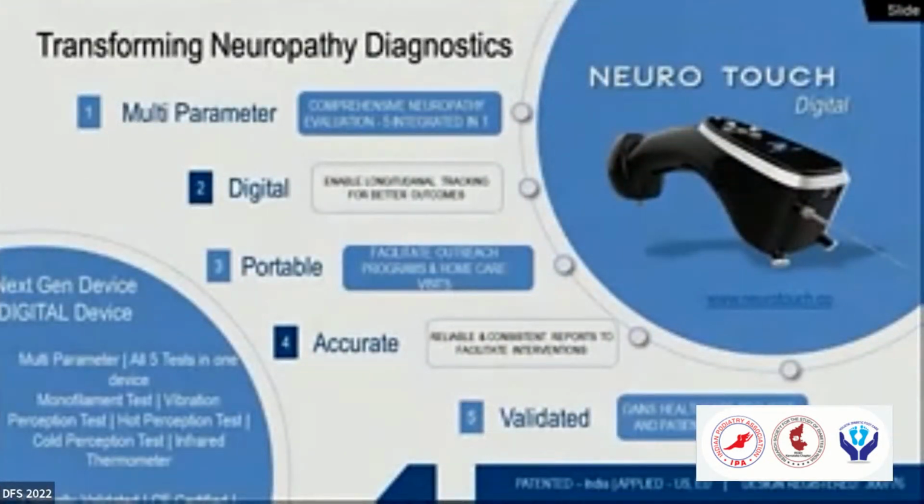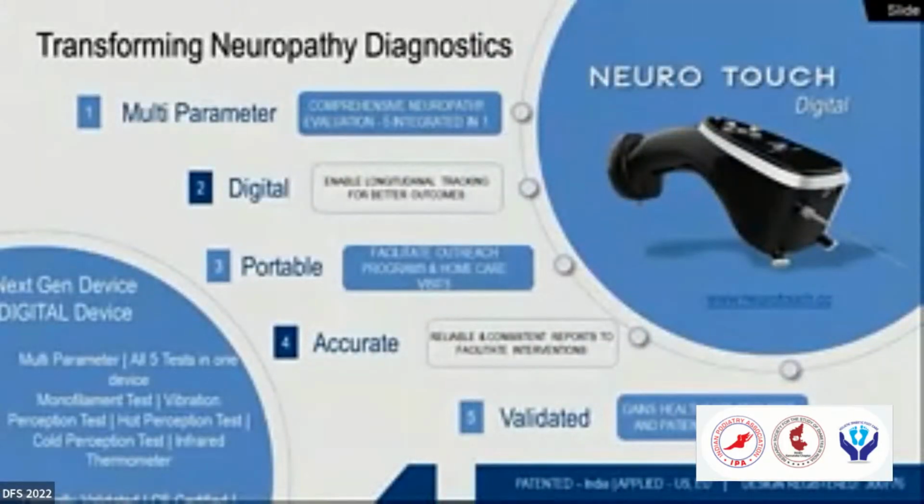We have a device, this is the device, which is handy and small, and it has multiple parameters which can be evaluated. It's digital, it's wireless. Probably soon we're going to have a belt where you can fix it to your pant and take it around, or probably even get your sister to assess the patient and come back with the report, and then you're already ready to see the patient.